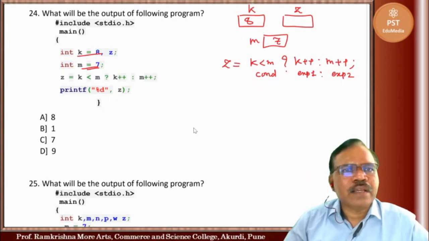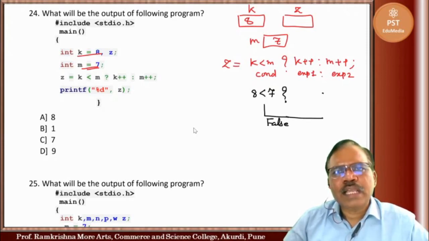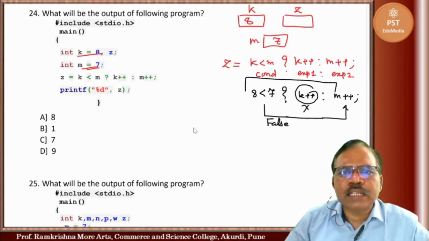So k less than m. k is 8. So 8 less than 7, question mark. What is it? 8 less than 7, it is false. It is false. So what happens? Expression k plus plus is not evaluated. And what is evaluated? m plus plus. And whatever value of this expression, it is assigned to z.